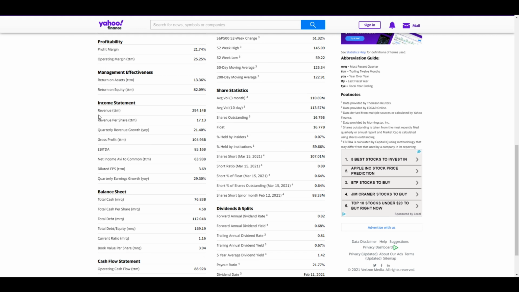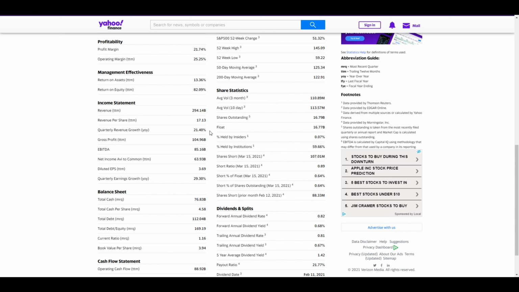The income statement. So the top line is revenue or sales, which is $294 billion. Here's the revenue per share. You get here by dividing $294 billion by the number of shares outstanding, which is 16.7 billion, and you'll get to $17 per share. Quarterly revenue growth year over year is 21%.